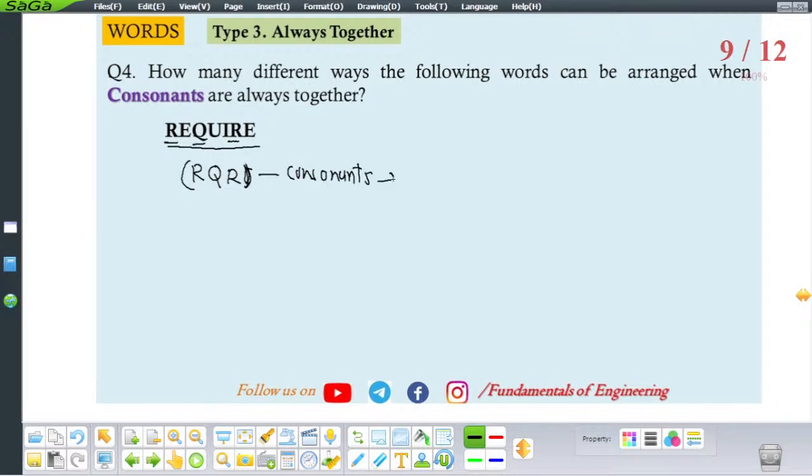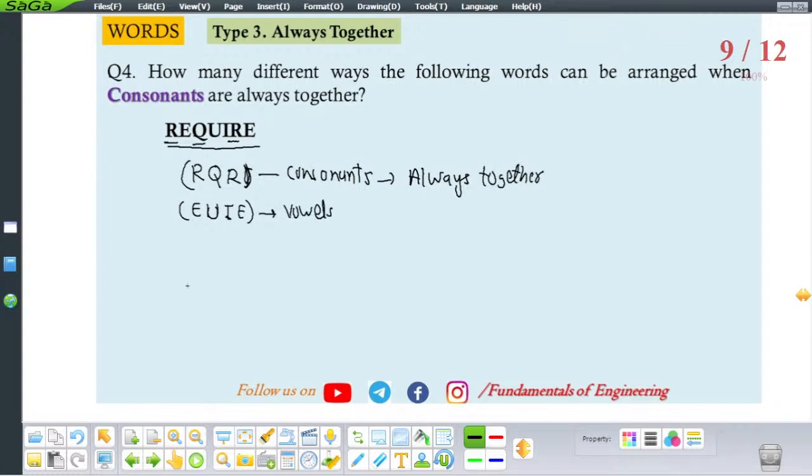These are the three consonants, R, Q, R. They will be always together. So the remaining are vowels, which are E, U, I and E. These are the vowels.